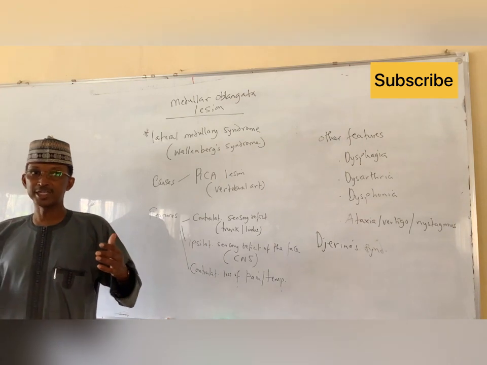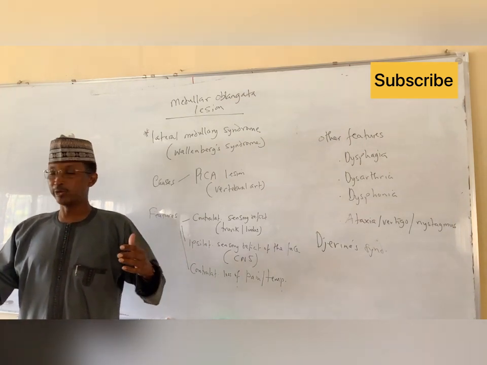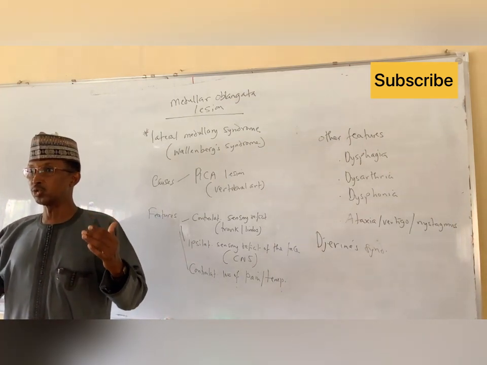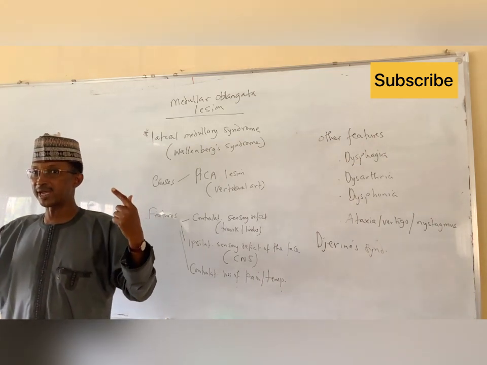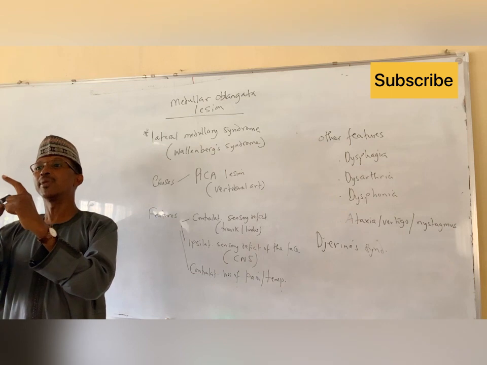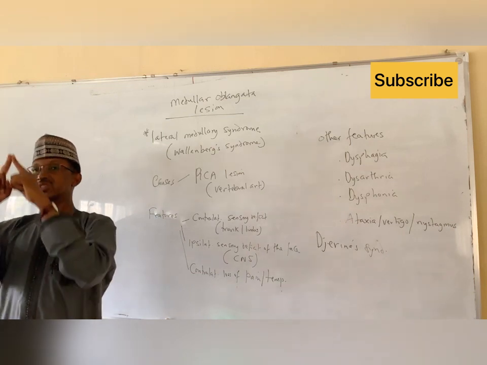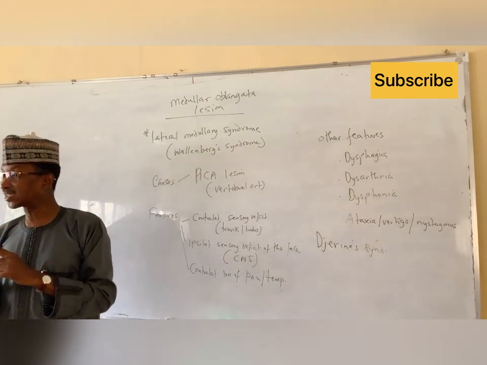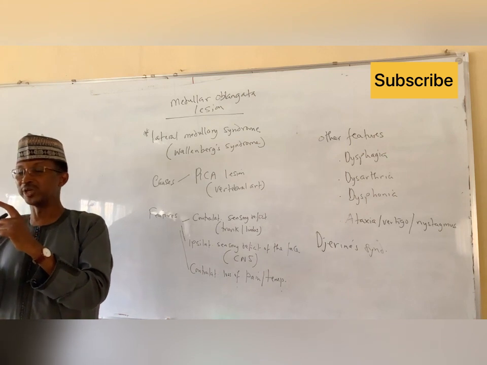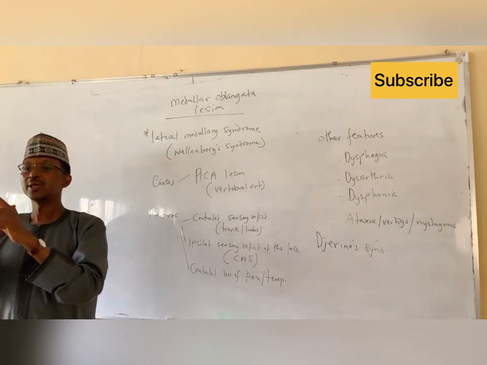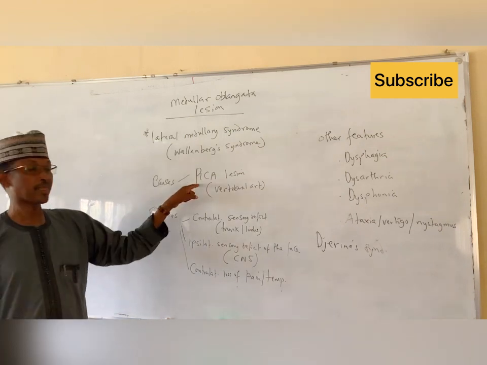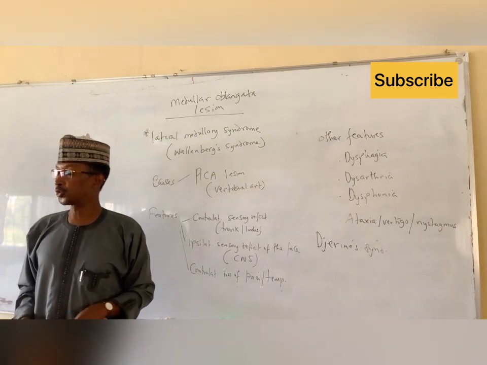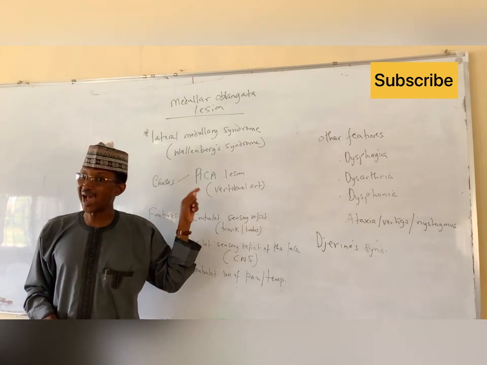You can remember your anatomy very well from the circle of Willis. You have two vertebral arteries, one from the left side, the other from the right side. The two together come and unite into a single artery known as the basilar artery. But before they unite to form the basilar artery, each of these vertebral arteries gives off the PICA, the posterior inferior cerebellar artery.